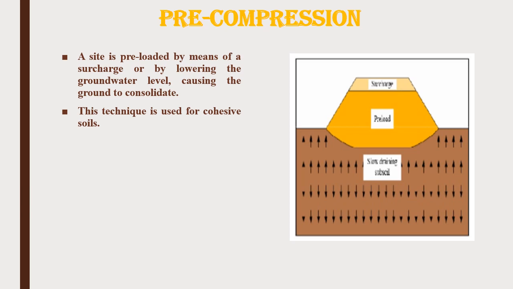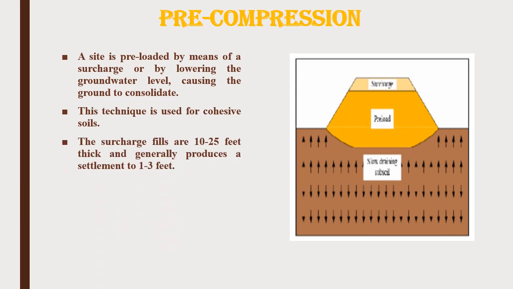For densifying the cohesive soil, we are using the pre-compression technique, in which we are using a surcharge and preload for densifying the soil. The surcharge fills are 10 to 20 feet thick and generally produce a settlement of up to 1 to 3 feet.